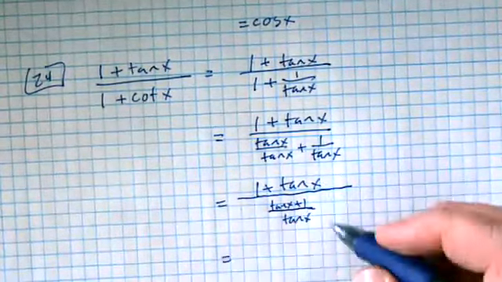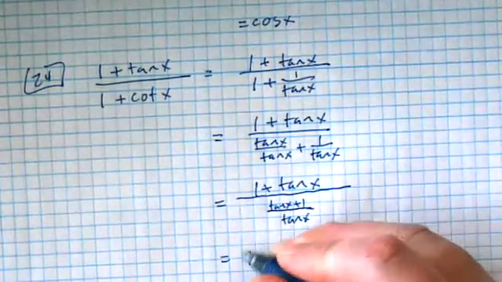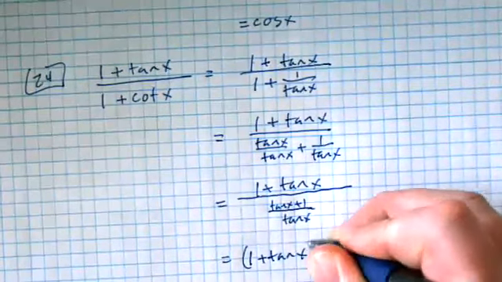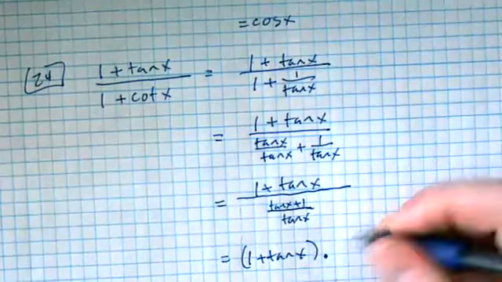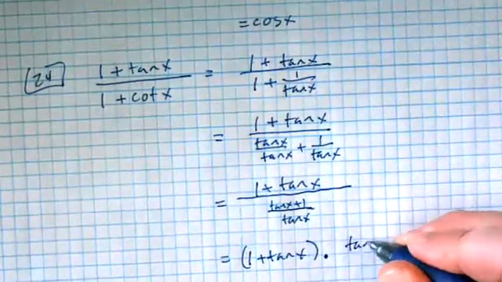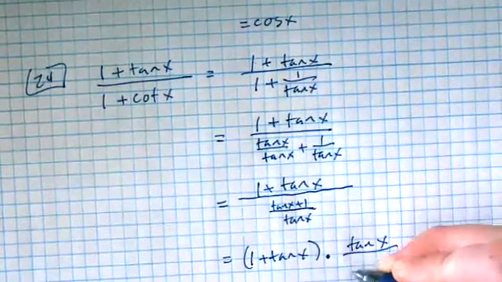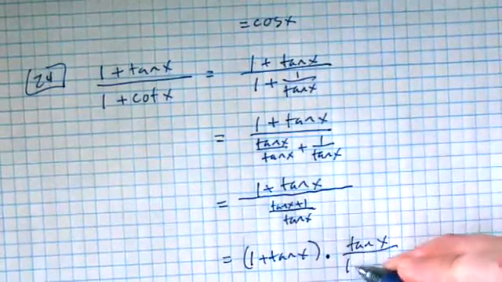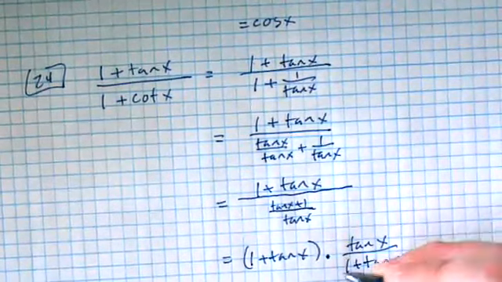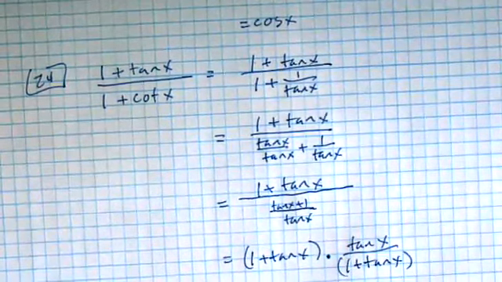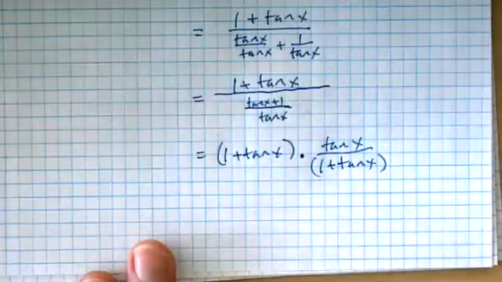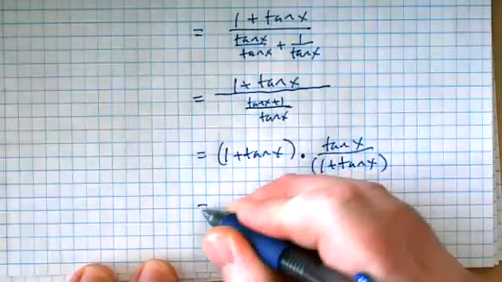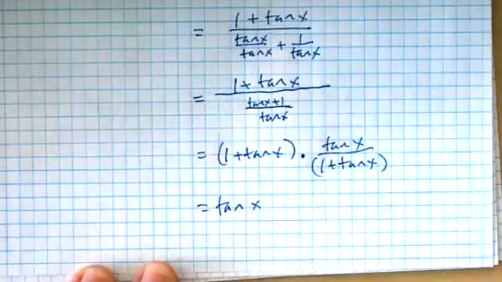I'm going to go ahead and rewrite this as instead of dividing 1 plus tangent x by this fraction, I'm going to multiply by the reciprocal of that fraction, tangent x over, and I'm just going to go ahead and flip that around so it says 1 plus tangent x. And oh my gosh, look at that. You nailed it. What a great idea. I had never considered doing this problem that way. These are going to cancel and we're just going to end up with tangent x. That's awesome.